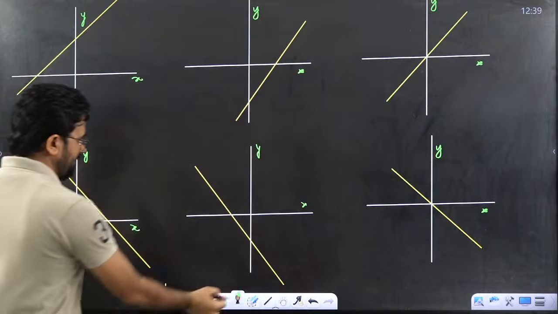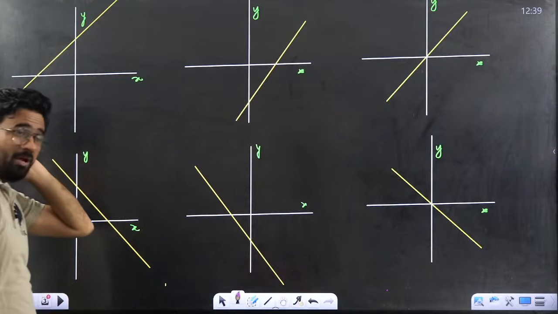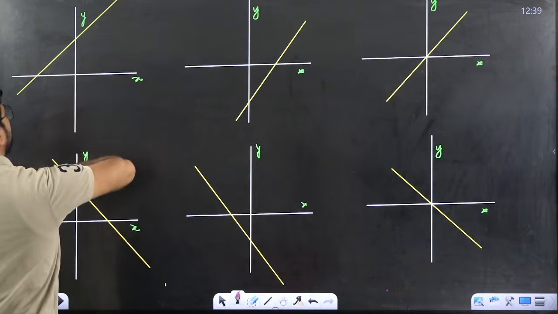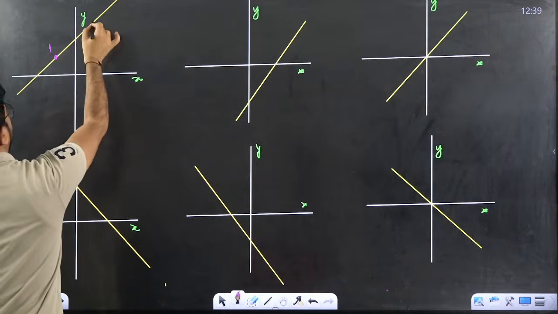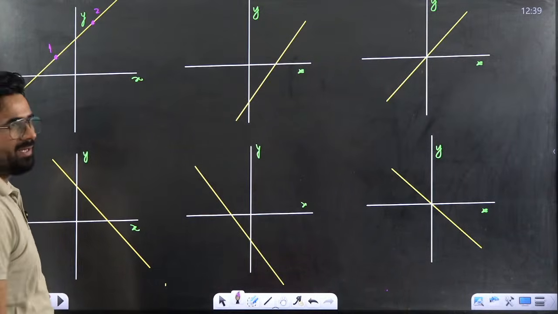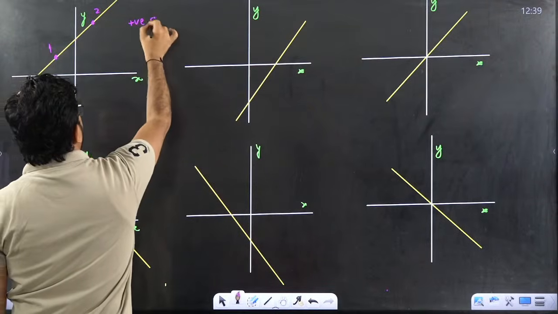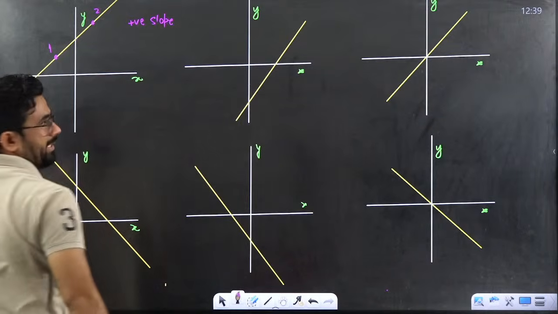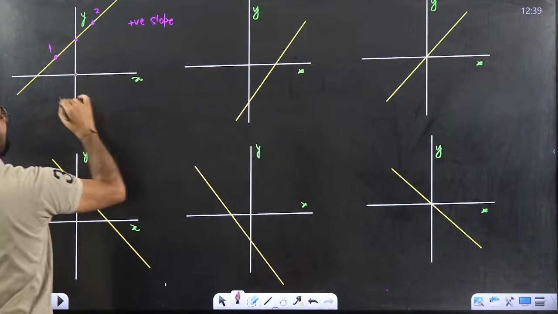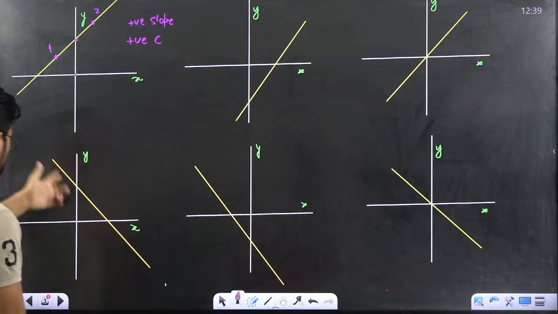First problem, please check. What is the slope, positive or negative? What is the intercept? Any 2 points I am choosing. Suppose this is the first point, this is the second point. Left to right I am moving. Height is increasing, that means positive slope. Second, intercept: is it cutting the y-axis above origin or below origin? Above origin, positive side. That means positive C.